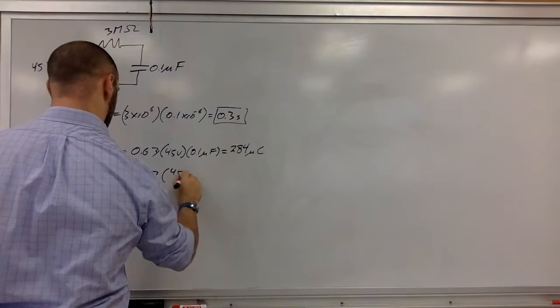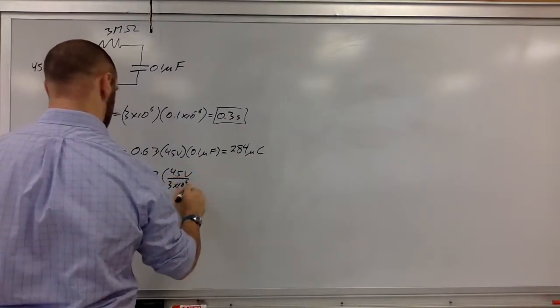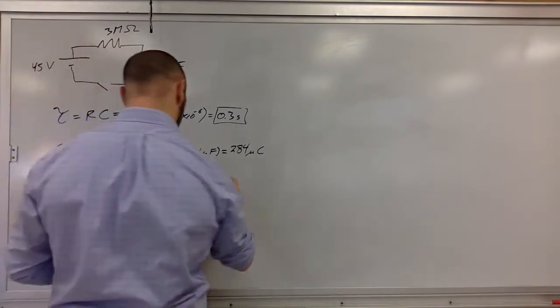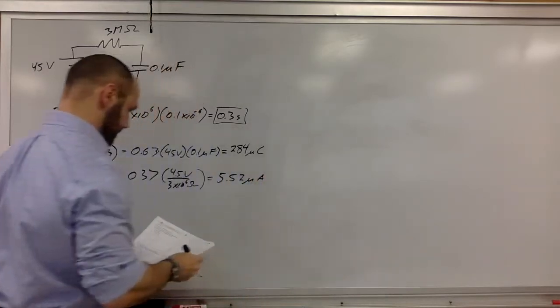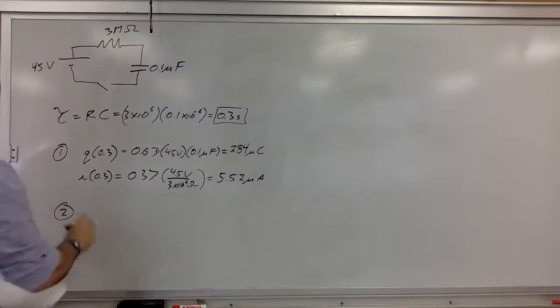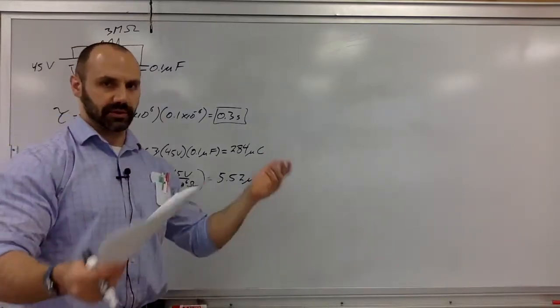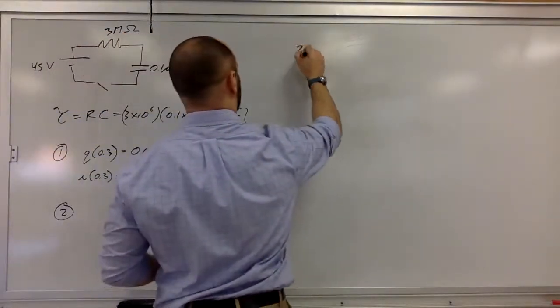Right, so 45 volts over 3 times 10 to the 6th ohms. I think that should come out to about 5.52 microamps. Right, so that's 1. For 2, now this is after 2 time constants, and we don't have a special percentage that we can just remember for that. So let me put these over here.